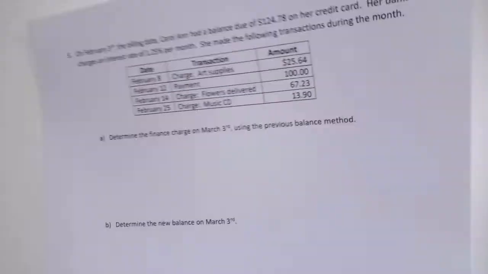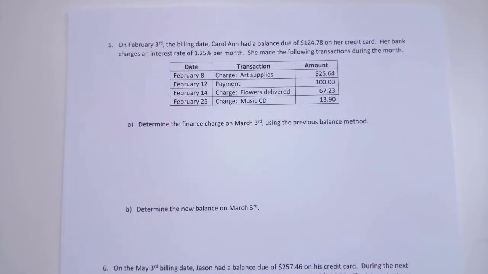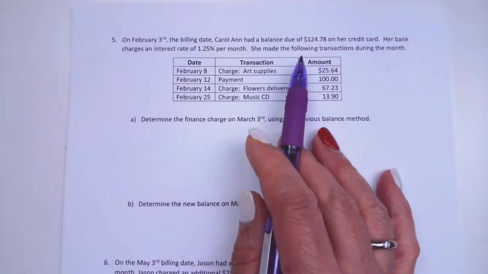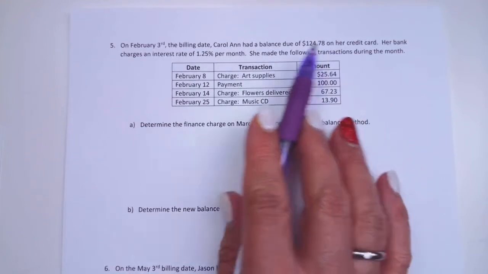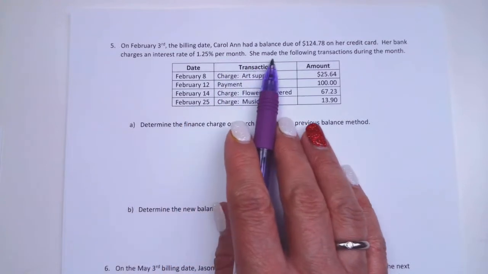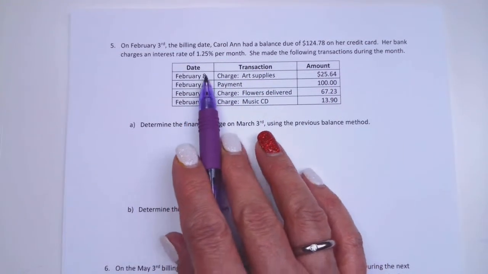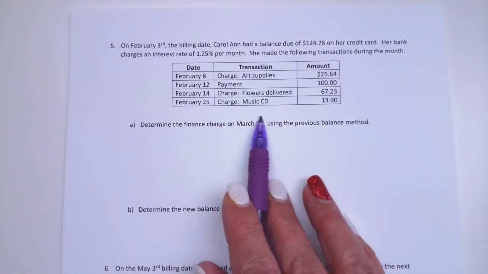Number 5. On February 3rd, the billing date, Carol Ann had a balance of $124.78 on her credit card. Her bank charges an interest rate of 1.25% per month. She made the following transactions during the month. Determine the finance charge on March 3rd.